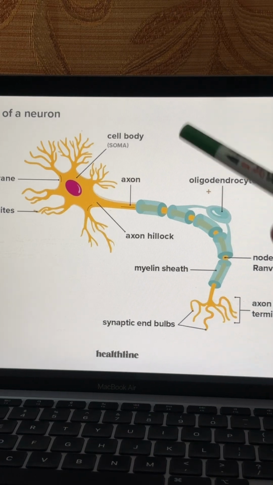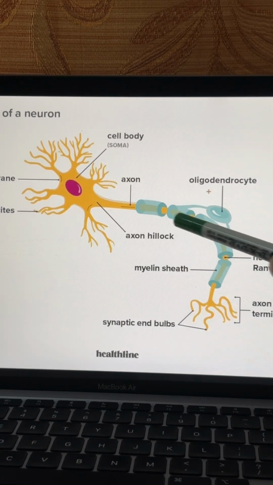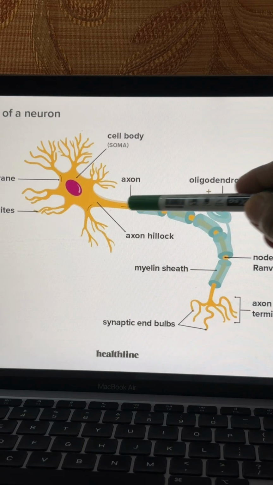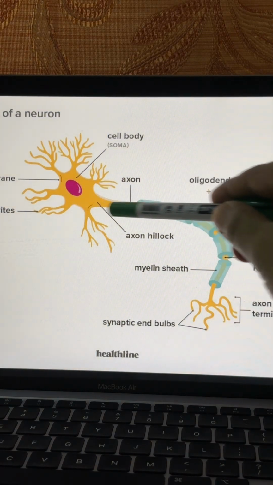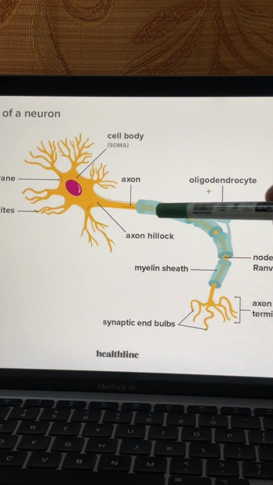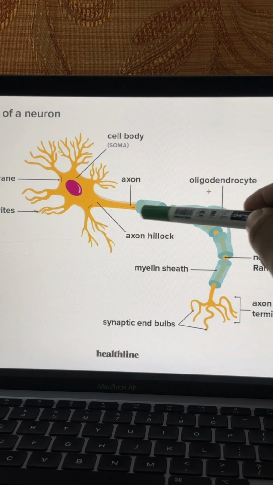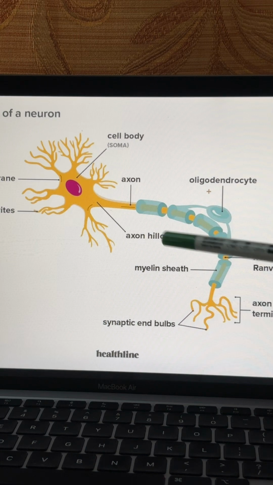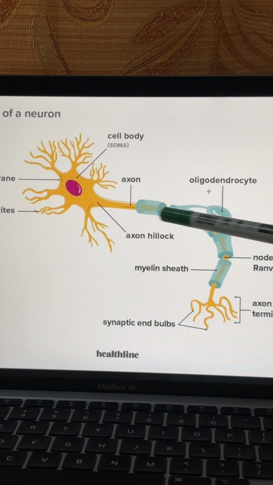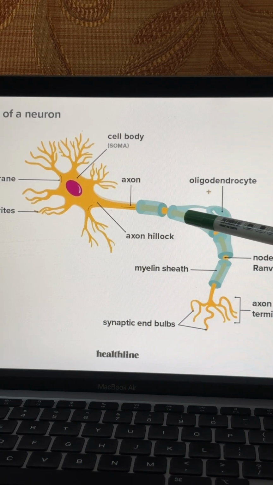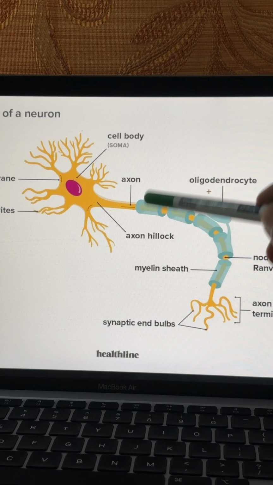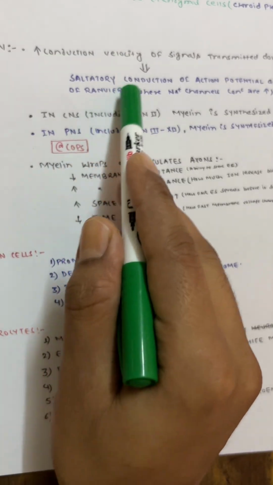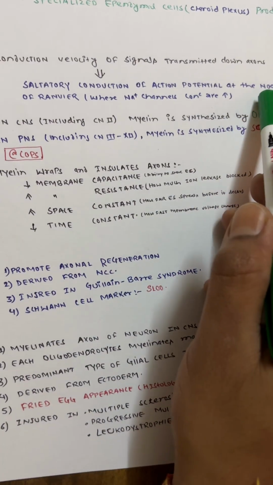So we all know, these are the myelin sheath, this blue, and this gap is the nodes of Ranvier. When the signals come through the axons, they will travel fast in the myelin sheath, and at the nodes of Ranvier there will be saltatory conduction. It means that the signal will jump from this myelin sheath to this myelin sheath at nodes of Ranvier, and this is known as saltatory conduction. So it's written here: saltatory conduction of action potential at the nodes of Ranvier.